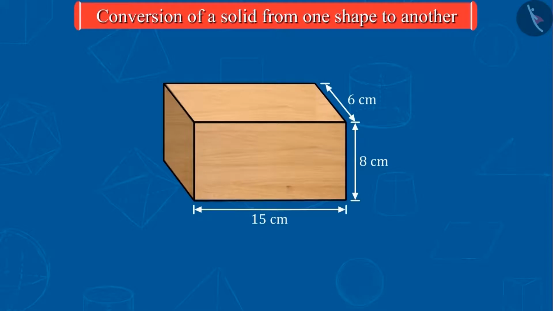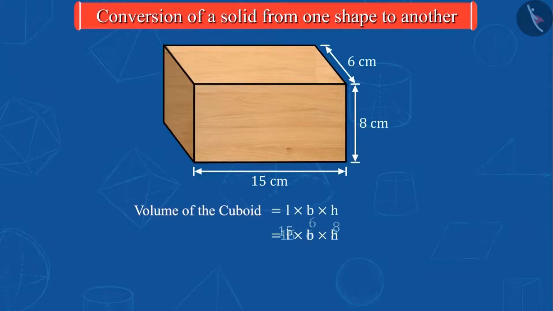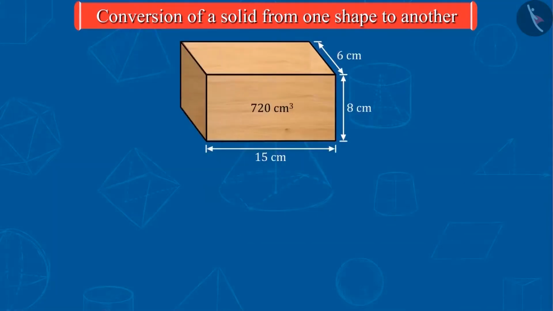Now, let's look at this piece of wood. Its length is 15 centimeters, width is 6 centimeters, and height is 8 centimeters. Can you guess the volume of this piece of wood? Perfect! The volume of this piece will be 720 cubic centimeters.